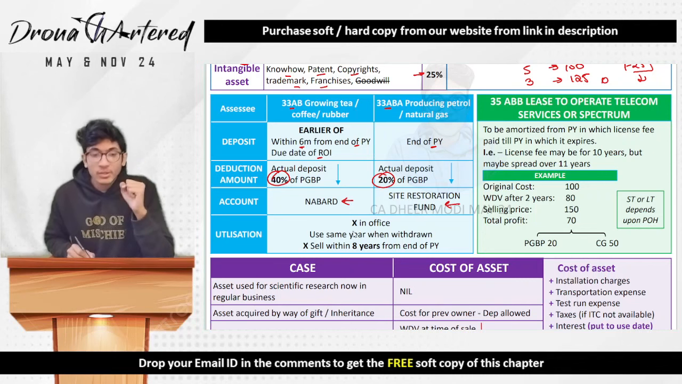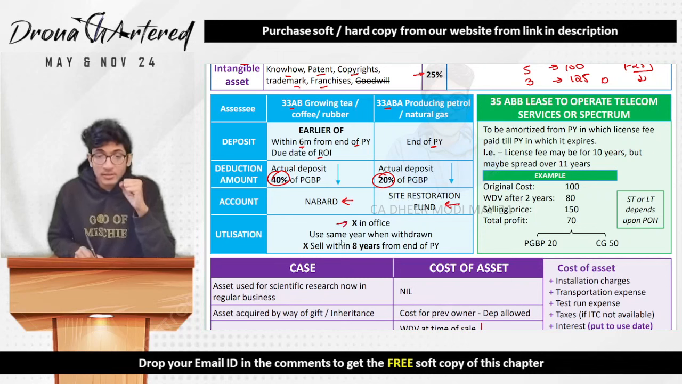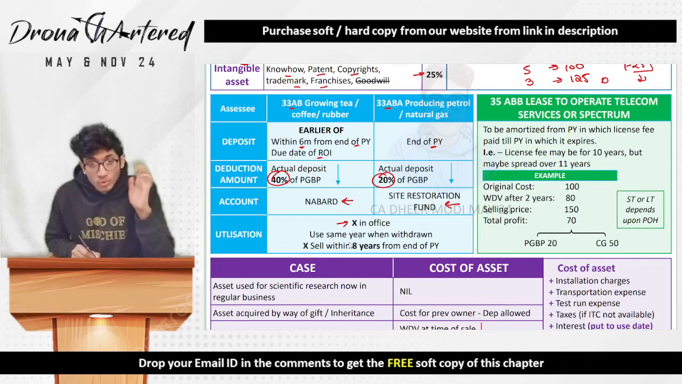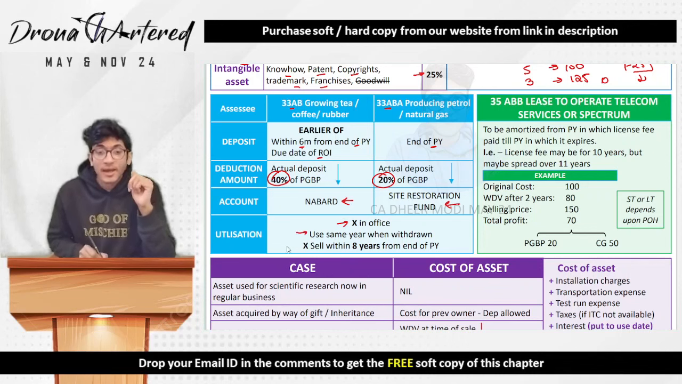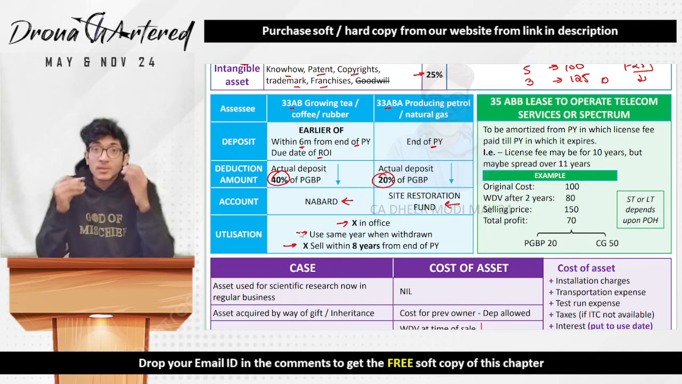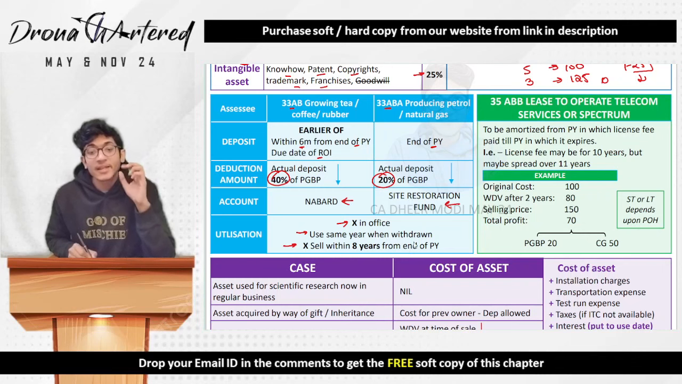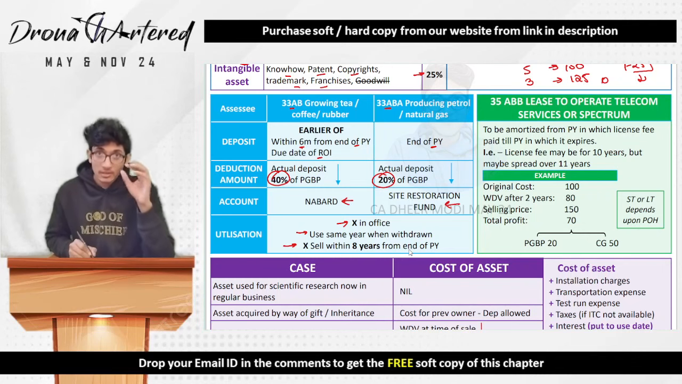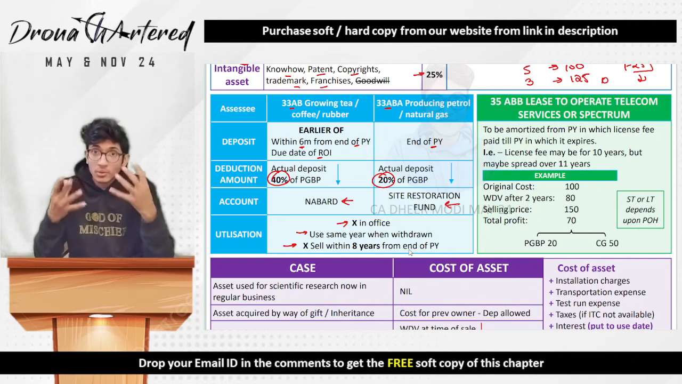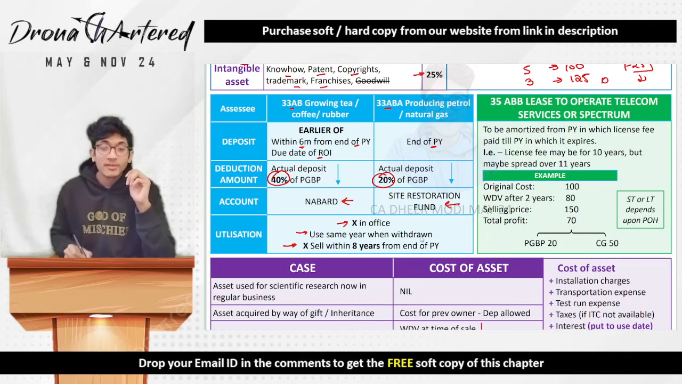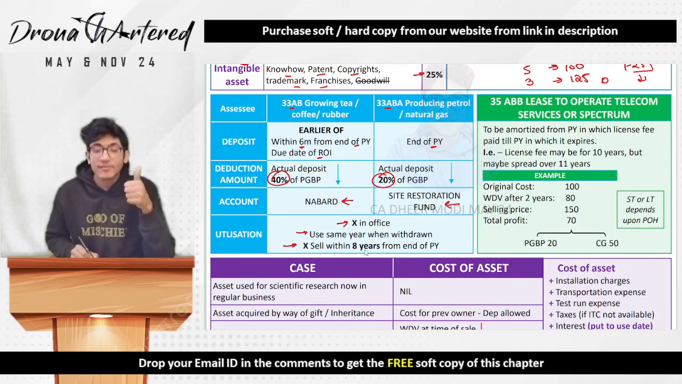Now, utilization of this money that you have deposited, it is not allowed to be used for office. It has to be used within the same year when withdrawn. Whichever year you withdraw it, you have to use it within the same year. And if you have used this money to purchase any asset, then such asset cannot be sold within 8 years from the end of the previous year. You are only allowed to sell it after 8 years from the end of previous year.